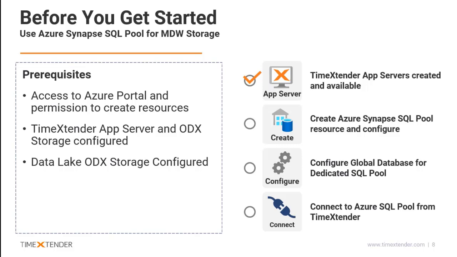Now, if you are going to follow along, you do need a few things ready to go. You need access to the Azure portal with permissions to create resources. You do need a TimeXtender app server and ODX storage configured, which we have running today. You also need a data lake ODX storage configured. In order to deploy on Synapse, that is a prerequisite in TimeXtender: you need the ODX storage, with that storage being a data lake Gen 2.